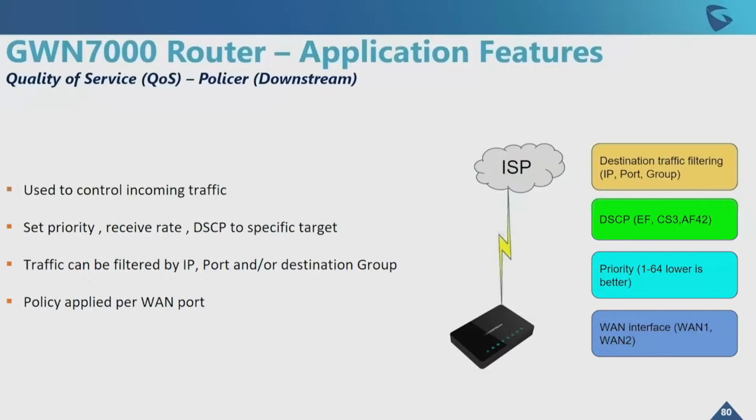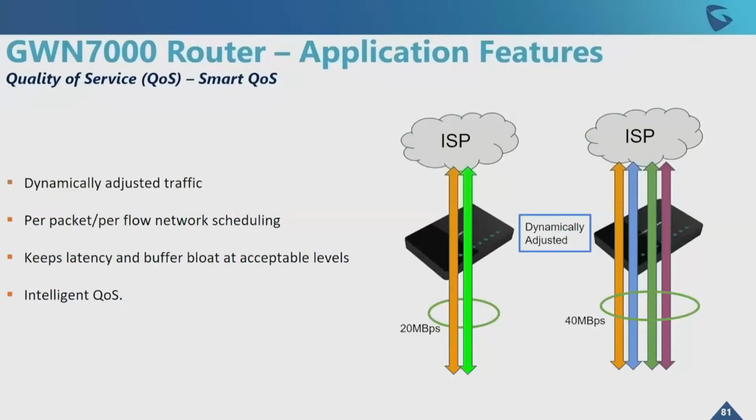Right. We also have what we called the Smart QoS. Basically, when you turn on Smart QoS, the QoS is dynamically adjusted based on traffic, using per-packet, per-flow network scheduling. It'll adjust the QoS based on how much bandwidth is being used, and basically it keeps latency-sensitive traffic, such as voice over IP, at acceptable levels. So if you're on a voice over IP call and there's a lot of data going on at the same time, that type of traffic is given priority so that you can have a better experience with real-time data.